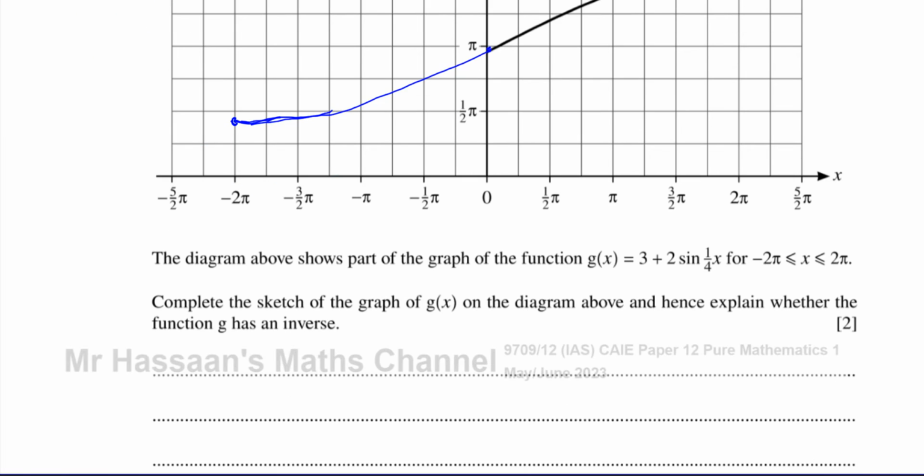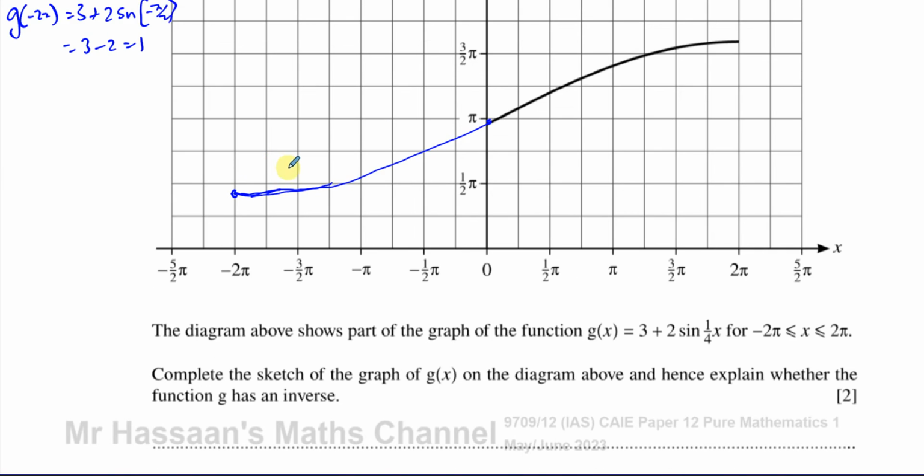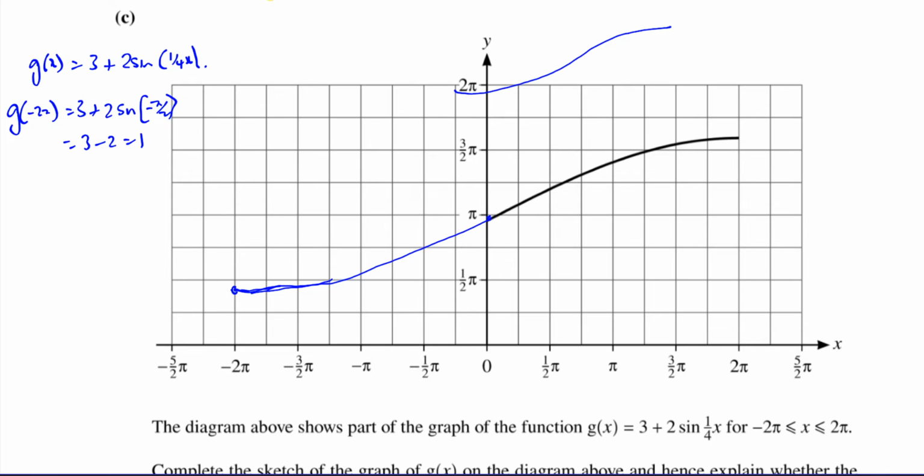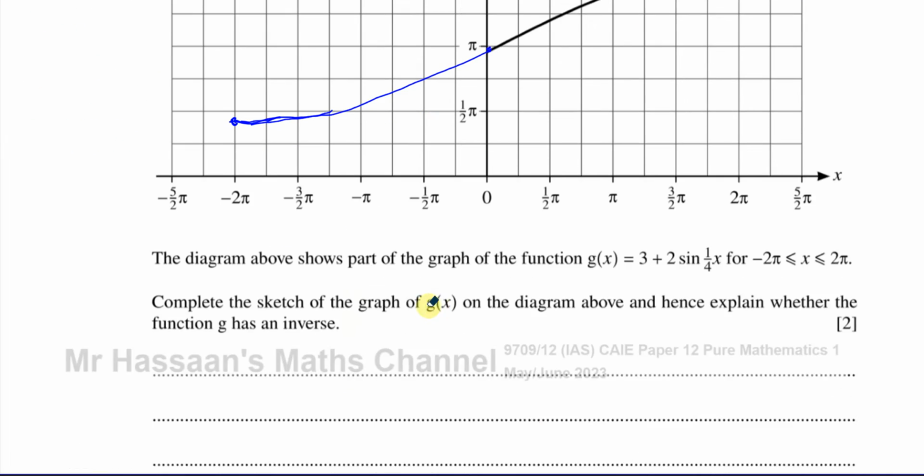All right, so there's the sketch, and hence explain whether the function g has an inverse. Well, a function has an inverse if its gradient is always either increasing the whole time or decreasing the whole time. If it has a turning point in that section, then it won't have an inverse. This one is always increasing, as you can see, up to these 2 points. If I continued drawing it on this side and this side, then it would be a many-to-one function. But this is a one-to-one function, as it's only increasing. So we can say it has an inverse.